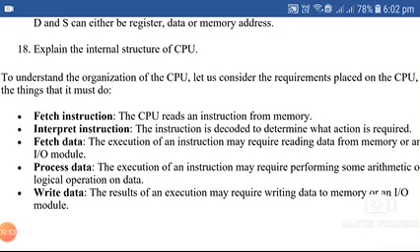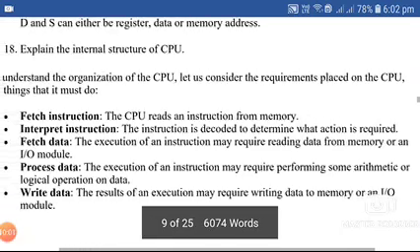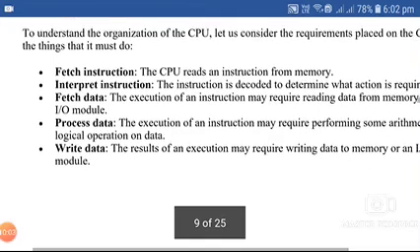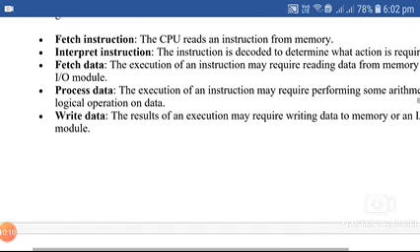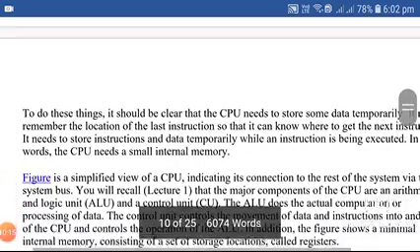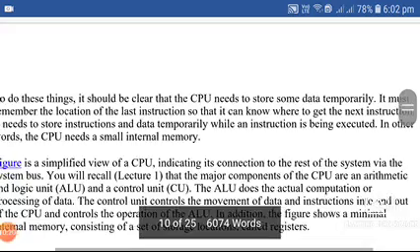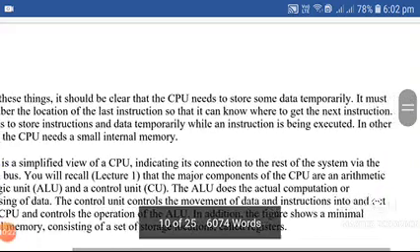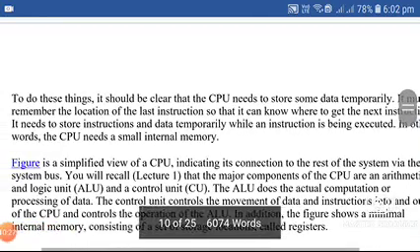18th question. Explain the internal structure of CPU. To understand the organization of the CPU, let us consider the requirements placed on the CPU, things that it must do. First is fetch instruction, next is interpret instruction, third is fetch data, fourth is process data, and last is write data. To do these things, it should be clear that the CPU needs to store some data temporarily. It must remember the location of the last instruction so that it can know where to get the next instruction.